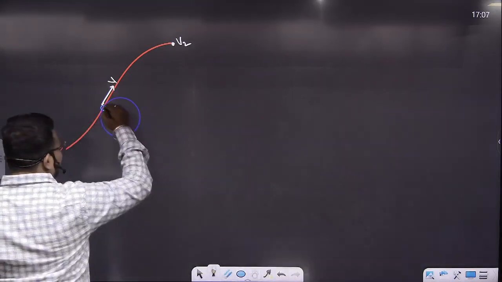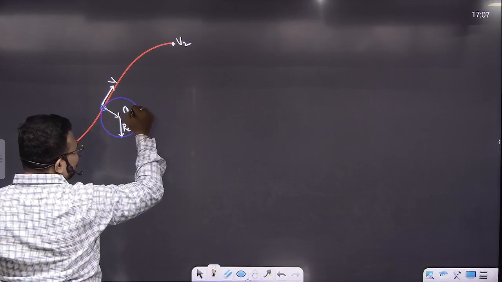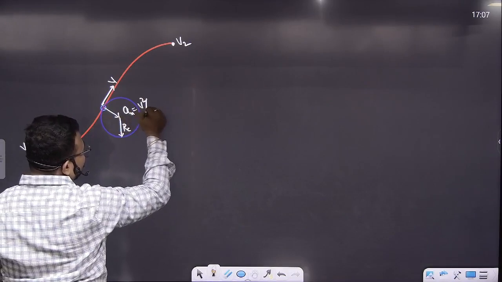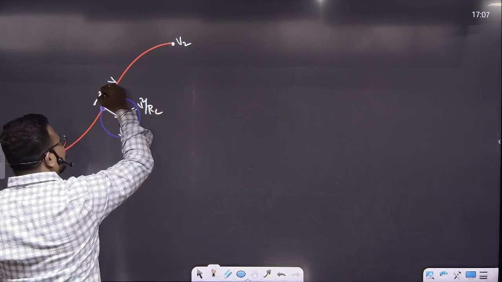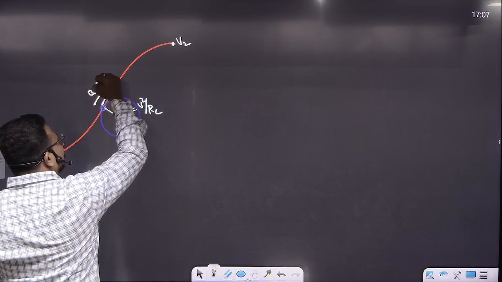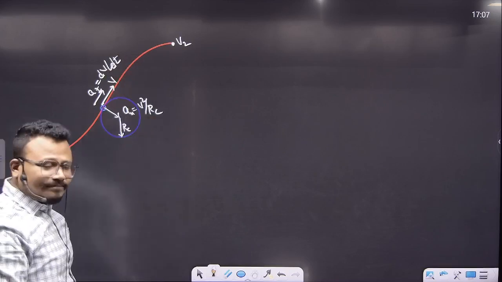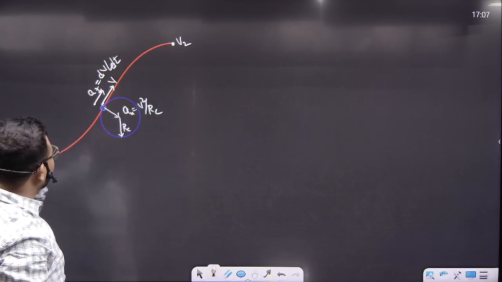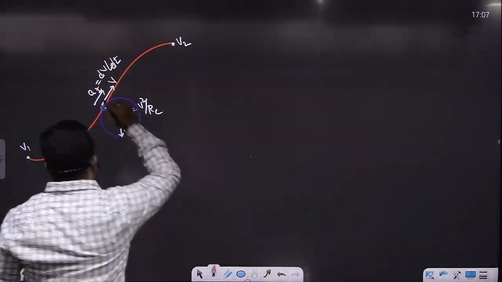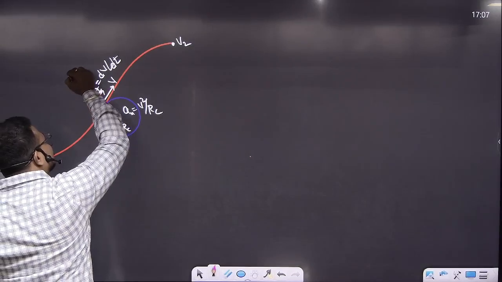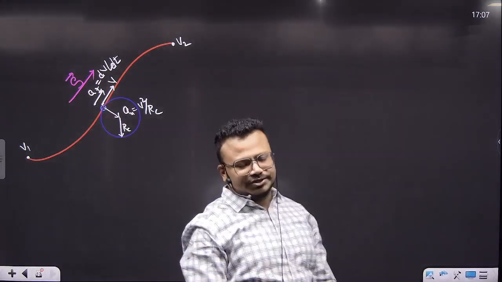If we talk about acceleration, the acceleration towards the center, a n, equals v square by R C, and here a t is there. a t equals dv upon dt. The displacement s is also in this direction. Like this I have taken a situation in front of you.